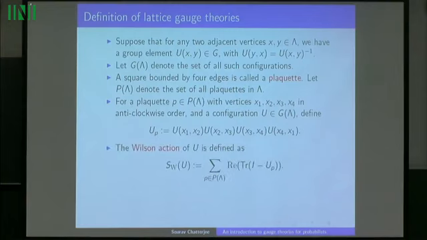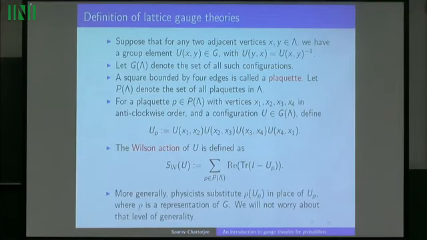The Wilson action of this configuration U is defined as follows. It's the sum over all plaquettes in this set lambda of the real part of the trace of I minus U_P. That's the Wilson action, where I is the identity matrix.